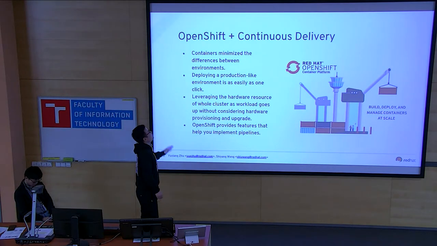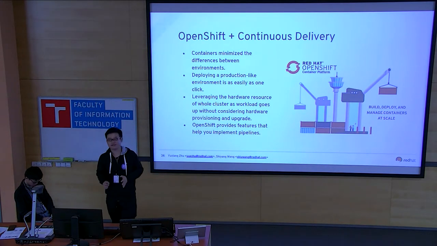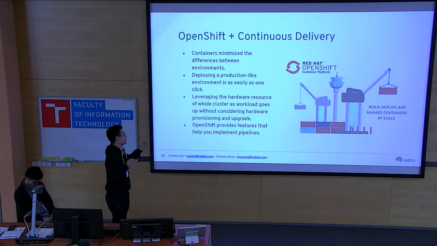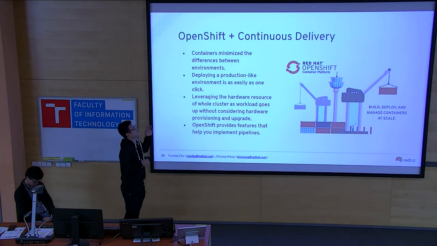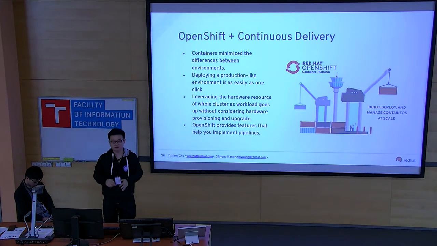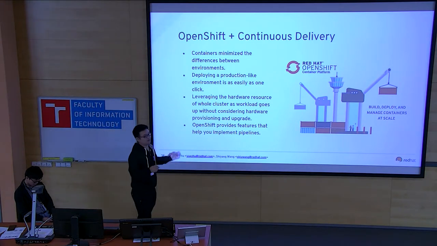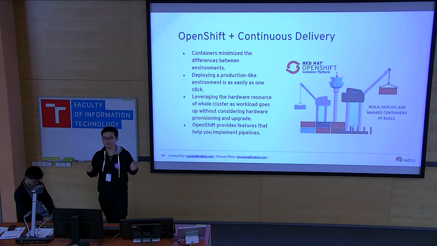So in OpenShift, your application is run, shipped, and managed in the form of containers or container images. The container image has your program and all the dependencies, the file system in the image. So you can actually minimize the difference between different environments and different deployments.